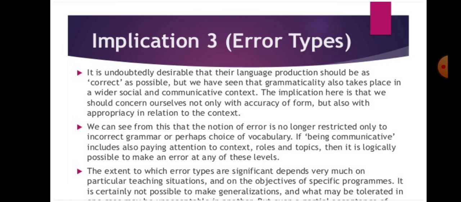The third one is implication three: error types. It is undoubtedly desirable that their language production should be as correct as possible, but we have seen that grammar also takes place in a wider social and communicative context. The implication here is that we should concern ourselves not only with accuracy of form, but also with appropriacy in relation to the context.